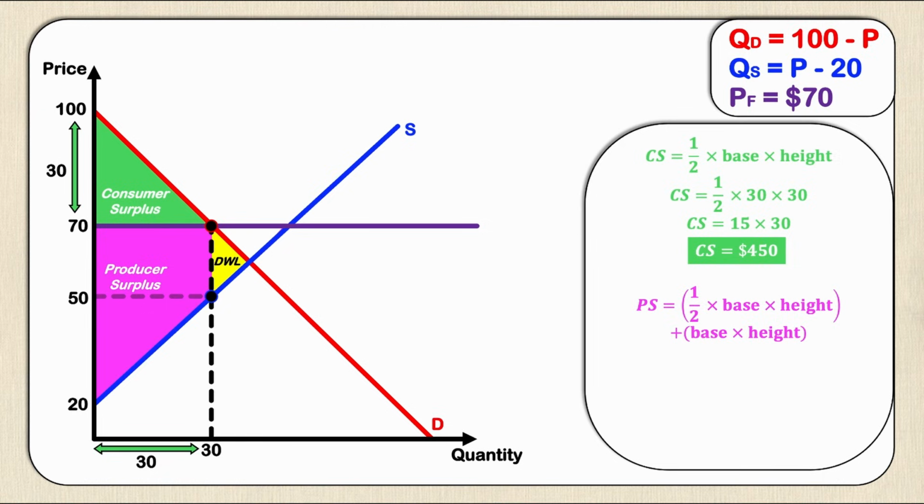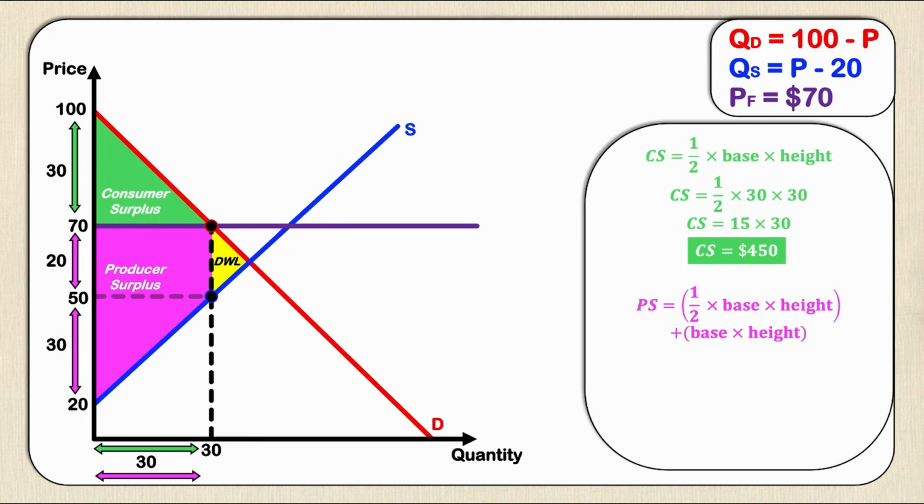Now I can see that the base of my triangle is right here, and it also happens to be the base of my rectangle, and the height of my triangle is right here, it's 30, and the height of my rectangle is right here, it's 20. And once again, those values are just taking the difference between 50 and 20 and 70 and 50.